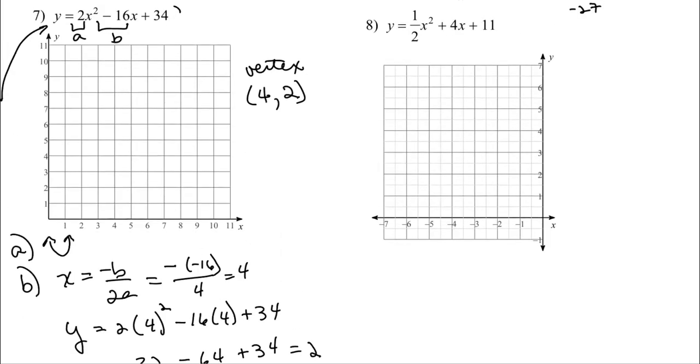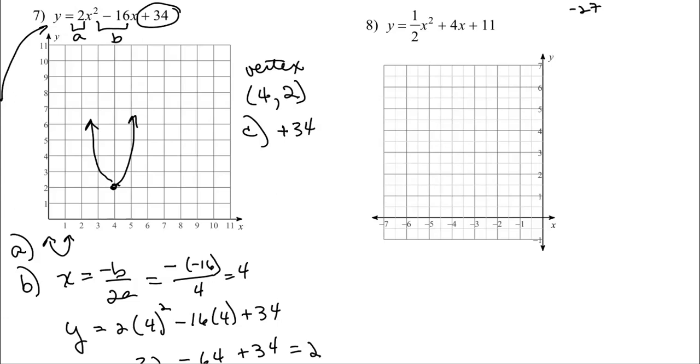And here's your y-intercept. That's going to be positive 34. My y-axis doesn't go up that high, so it's not going to be shown. But my vertex is over 4, up 2, and it's going to be going up this way. So that's how my quadratic will be shaped. Okay, we have a couple more to do.